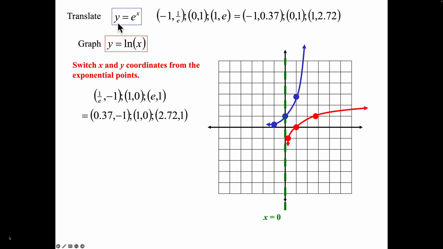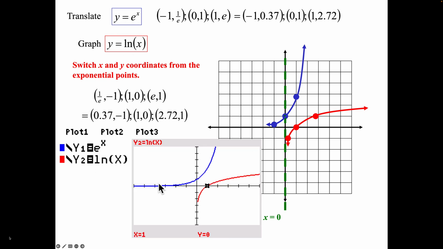So on my calculator, here's e to the x in blue, natural log of x in red. I can graph it, and you can see there's my common point at 1, 0 on my natural log graph. And again, notice how this red curve appears to stop, because the next pixels it's going to touch is going to be on the y-axis when x equals 0, and we can't touch it. All right, it appears to be touching over here, but again, it's not. If you trace out there, y will never equal 0.